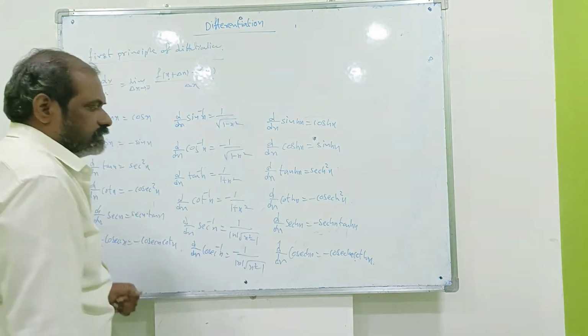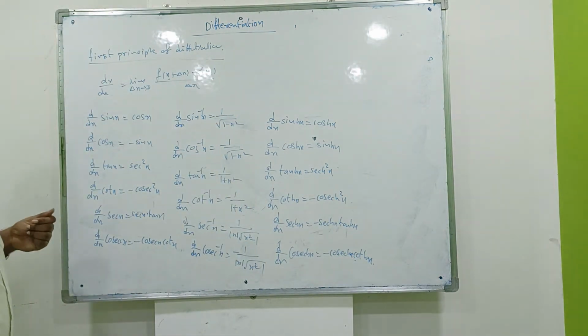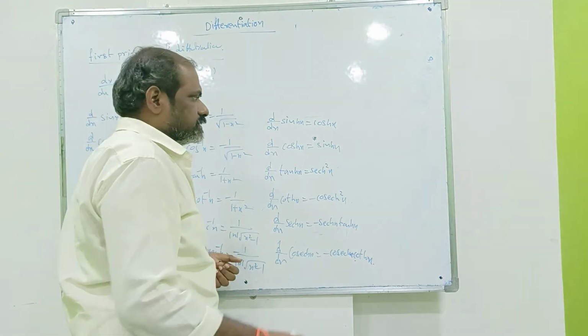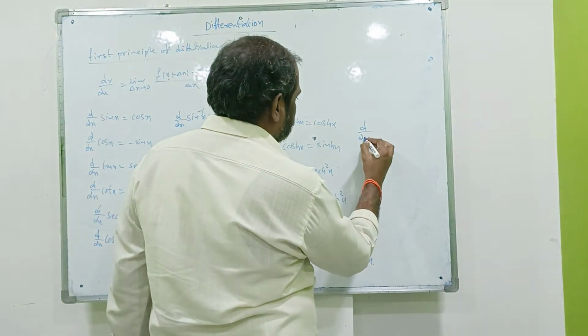So these are hyperbolic functions. Next, inverse hyperbolic, we discuss only 3 formulas. Here, only 3 are enough.